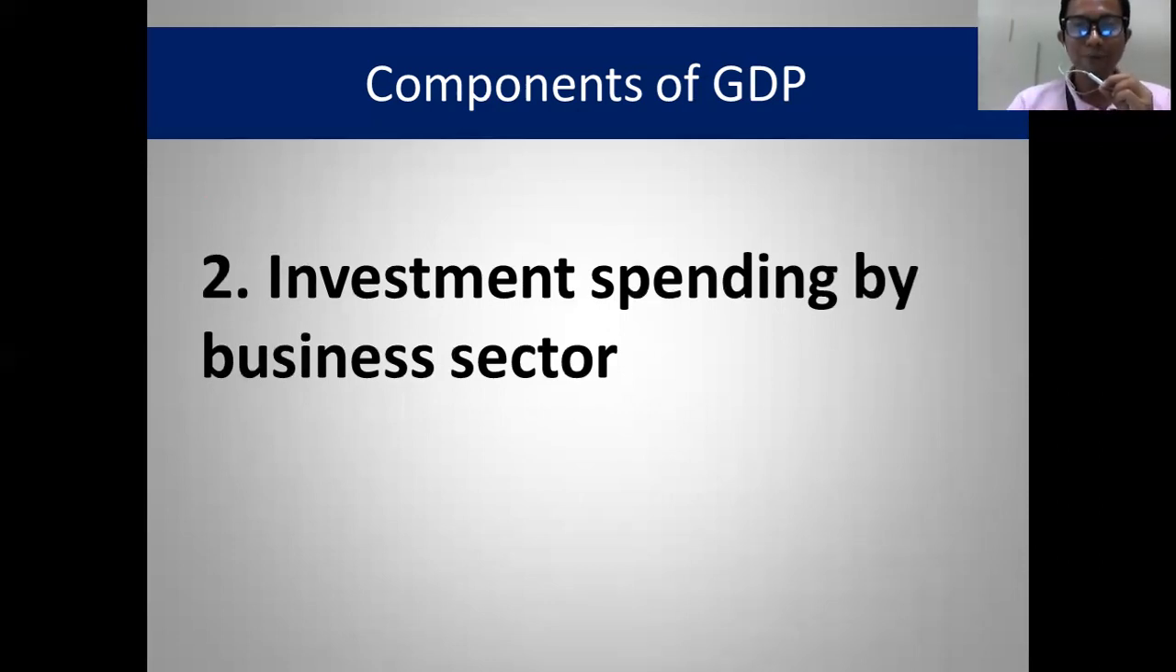Like, for example, they buy machinery, equipment intended to increase productivity of the firm, as well as the building of other establishments intended for storage. Again, investment spending refers to the expenditure by the business firm intended to increase productivity of those firms. So that's investment spending by the business sector.